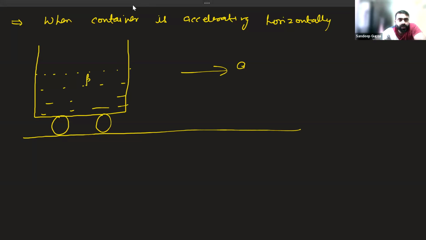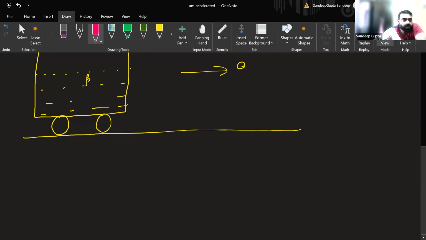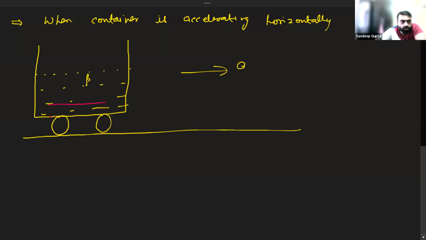Now you can see in this that if I take a small layer or a small mass of the liquid, let's suppose I take this length as x, area as A, and density is rho. Now as the container is moving towards right with acceleration a, the liquid that is present inside the container is also moving with the same acceleration.